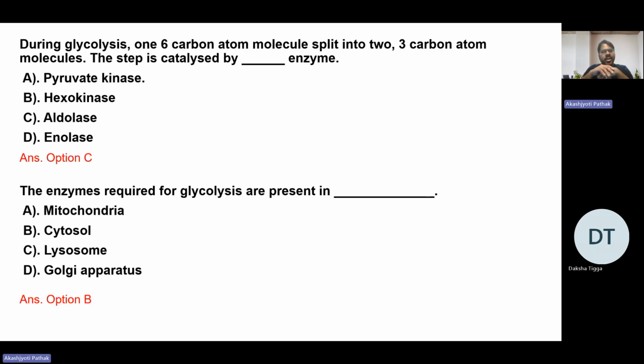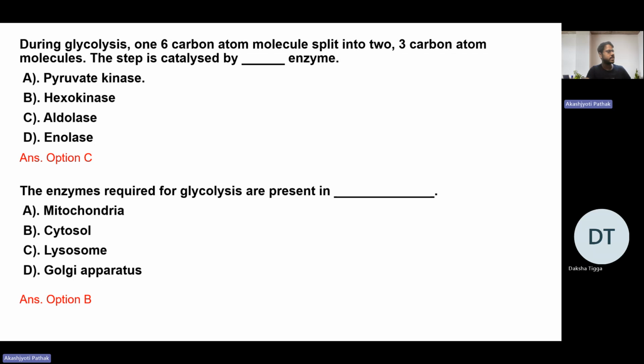Also, in these questions, during glycolysis, a 6-carbon atom molecule splits into two 3-carbon atom molecules. Which is the step they are talking about in this question? Anyone? Do you remember the step where your fructose 6-phosphate is broken down into one molecule of glyceraldehyde 3-phosphate and dihydroxyacetone phosphate? That is the step where your 6-carbon molecule is getting broken down into two 3-carbon atom molecules.